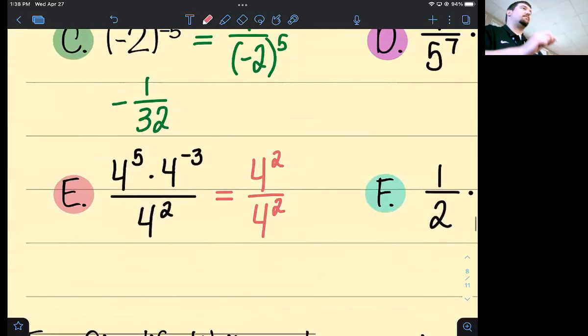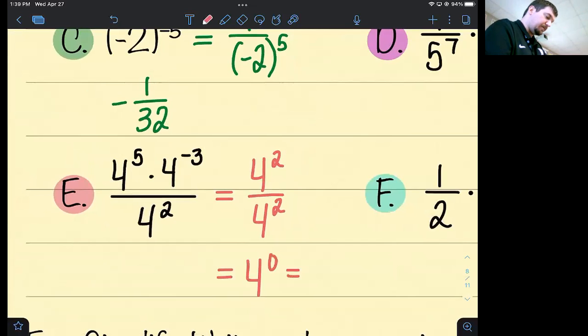So now that I've simplified that top part, we divide. And what do you do with the exponents when you divide powers? Brady? You subtract the exponents. So when I'm multiplying powers, I add the exponents. When I'm dividing powers, I subtract them. Brady, what's 2 minus 2? And what's 4 to the 0 the same as? Just 1. Yep, just 1.